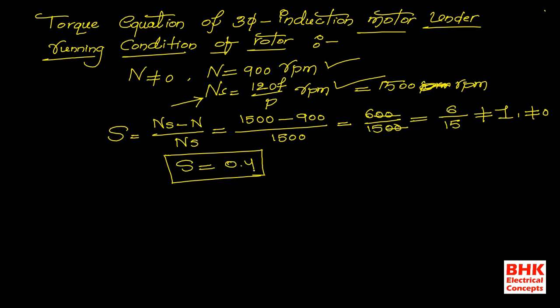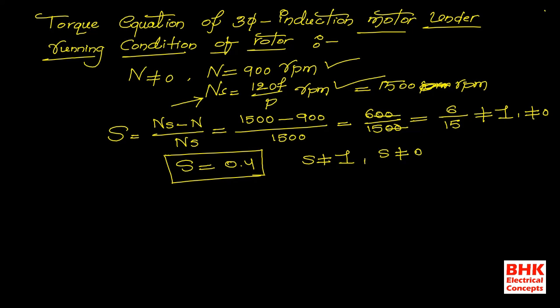That is the reason why in case of running condition of a rotor, slip is always between the range of 0 to 1 only. You are not going to get the value of slip as 1, and also you are not going to get the value of 0. Always between 0 and 1 only.